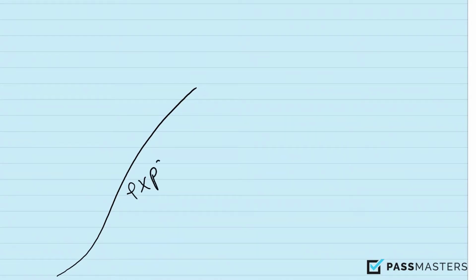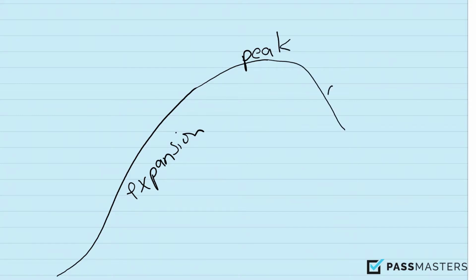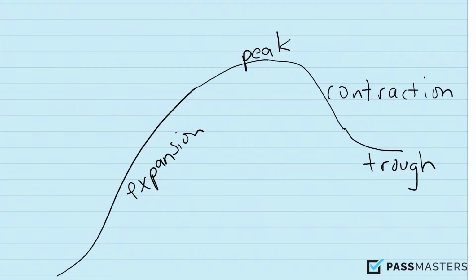Expansion, also called recovery, when the economy is growing. Peak, the top of the economic cycle. Contraction, when the economy is cooling off. And trough, the bottom of that cycle. What would come next? Another expansion. So you have to know the order: expansion, peak, contraction, trough.